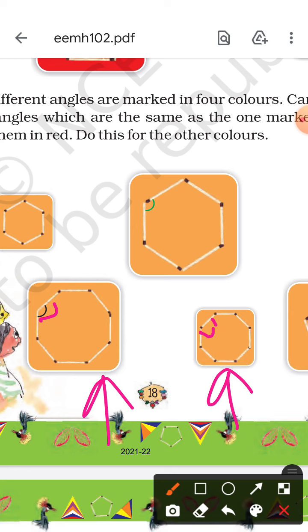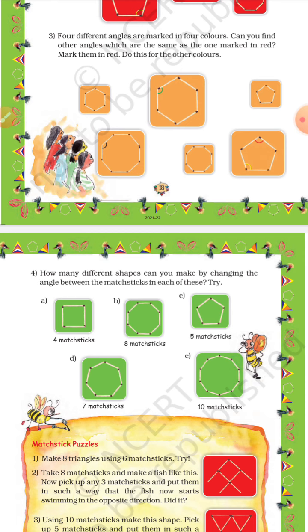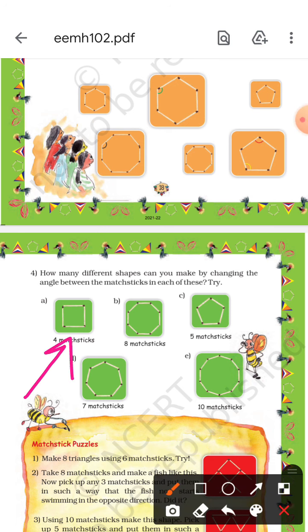Now go to question number 4. Here you can see that the question is, how many different shapes can you make by changing the angle between the matchsticks in each of these? Okay, so if you are having 4 matchsticks, the figure will be like that. The figure is made by 8 matchsticks, this by 5 matchsticks, this figure is done by 7 matchsticks, and this figure is done by 10 matchsticks. So here matchsticks represent the size of the figure.